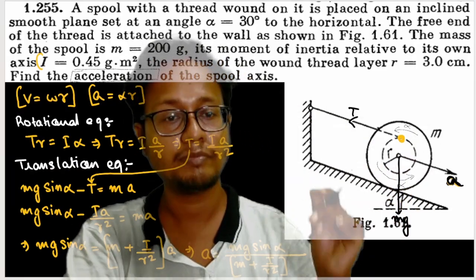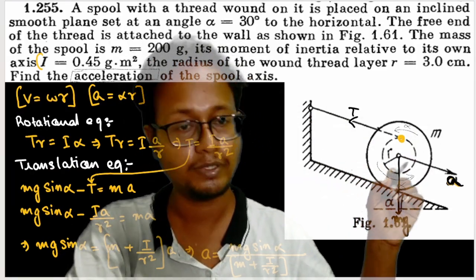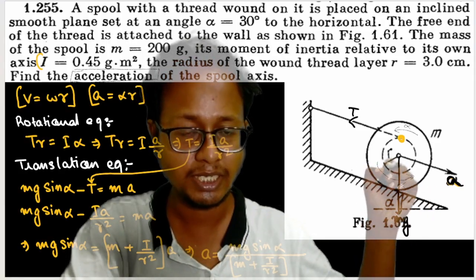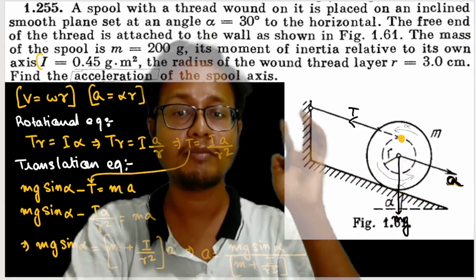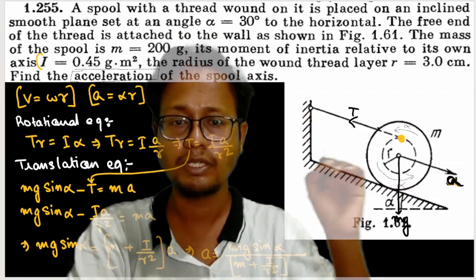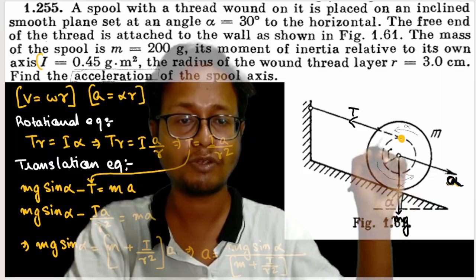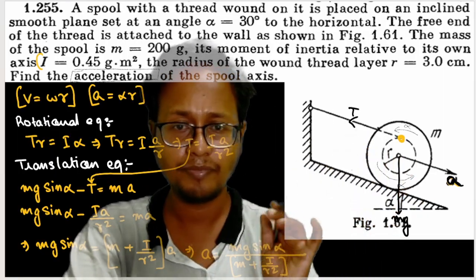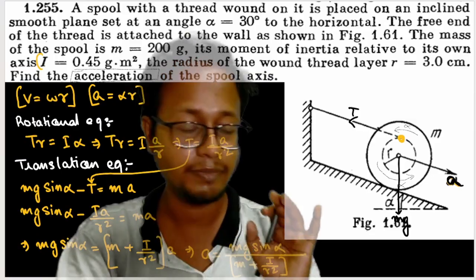When I'm using the moment of inertia about the center, or the axis of rotation that passes through the center, I must use two equations. The first one is the rotational equation, the second one is the translational equation. In the rotational equation, torque is caused by tension force, and in the translational equation, mg sin alpha minus T is equal to m a. Understood? So both methods are the same.